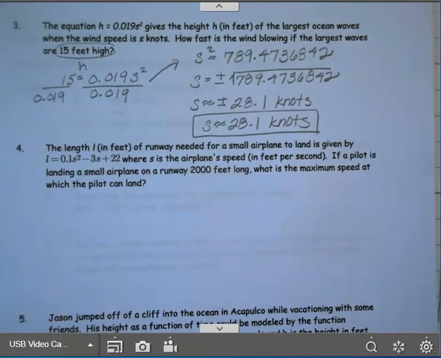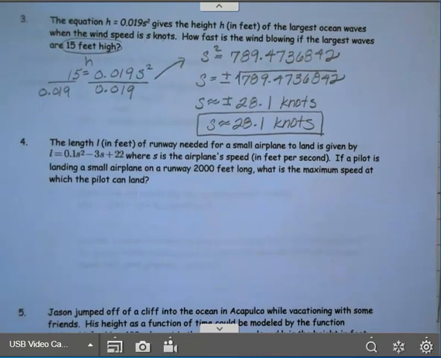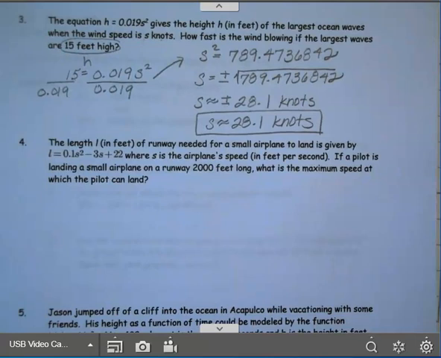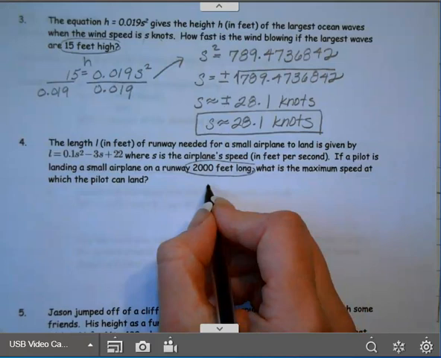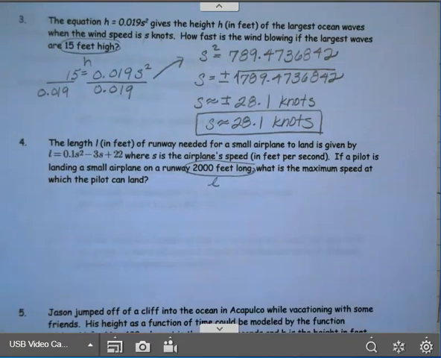On example 4, the length in feet of a runway needed for a small airplane to land is given by the formula L equals 0.1 s squared minus 3s plus 22, where s is the airplane's speed in feet per second. If a pilot is landing a small airplane on a runway 2,000 feet long, okay, so they just gave us L here. What is the maximum speed? So we're looking for s, which the pilot can land.